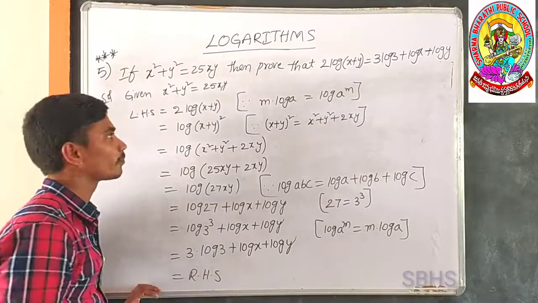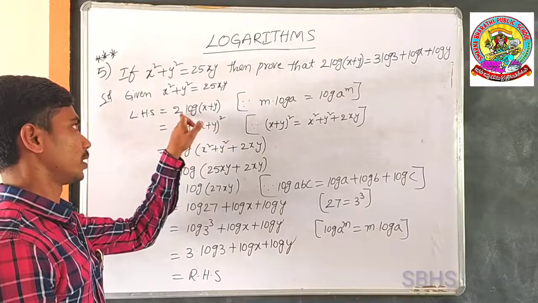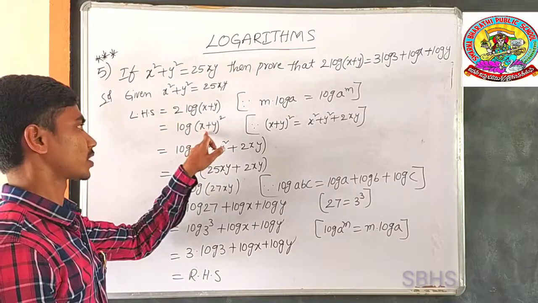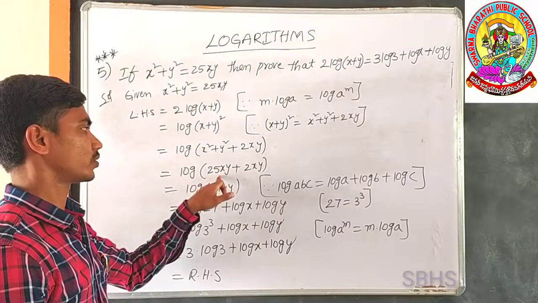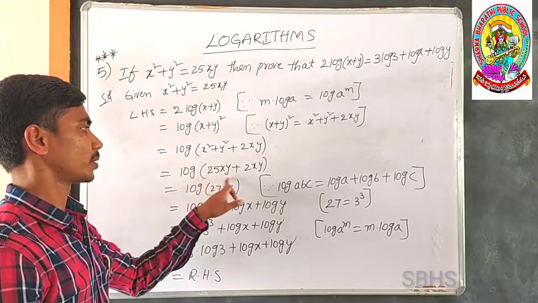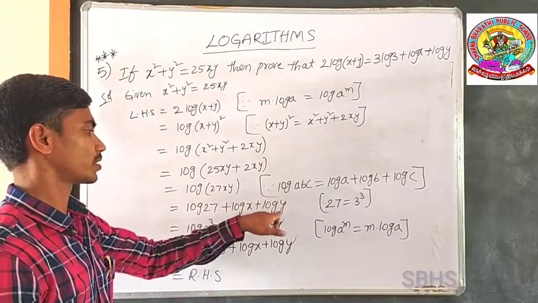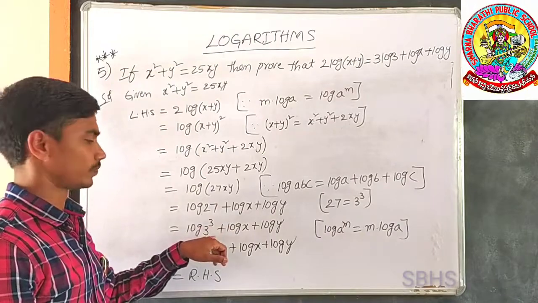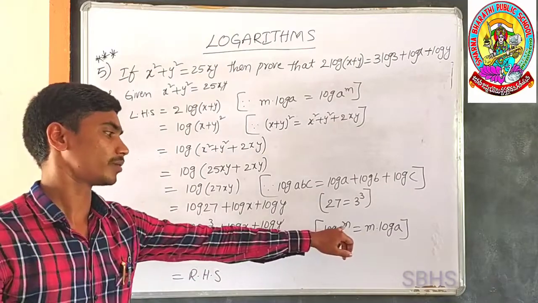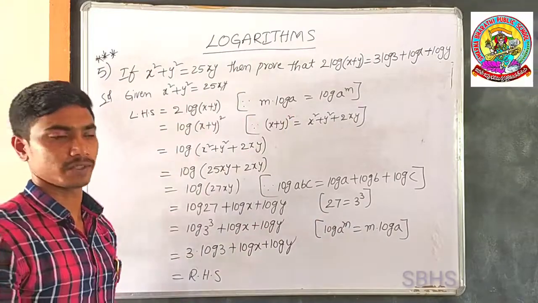This is the proof. LHS I have taken, a power m form, so that's why (x plus y) whole square, expanded form, x square plus y square equals 25xy, 25xy plus 2xy, 27xy. It is in the form of abc, log a plus log b plus log c. 27 is expressed in the form of 3 cube. 3 cube is in the form of a power m, m into log a. So that's why it is the required equation.